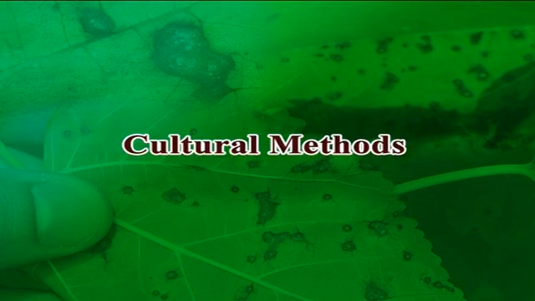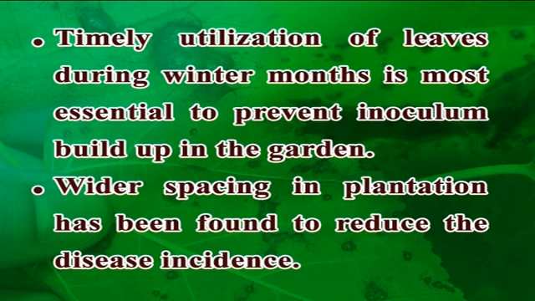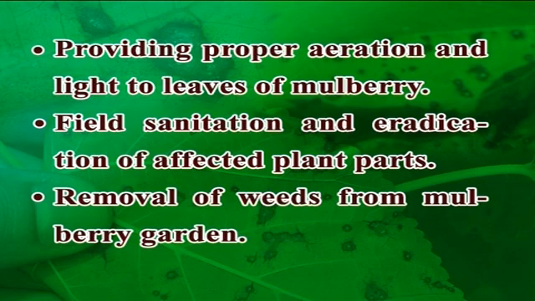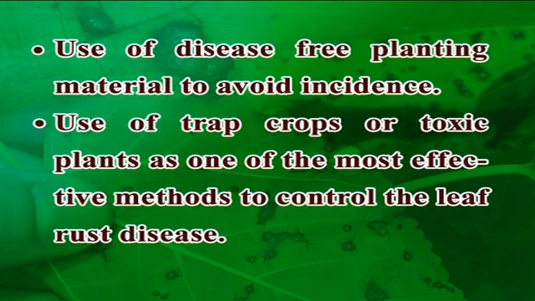Management strategies. Cultural methods. Timely utilization of leaves during winter months is most essential to prevent inoculum buildup in the garden. Wider spacing in plantation has been found to reduce the disease incidence. Providing proper aeration and light to leaves of mulberry. Field sanitation and eradication of affected plant parts. Removal of weeds from mulberry garden. Use of disease-free planting material to avoid incidence.